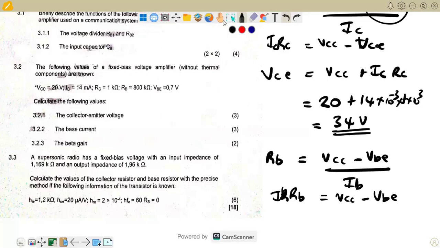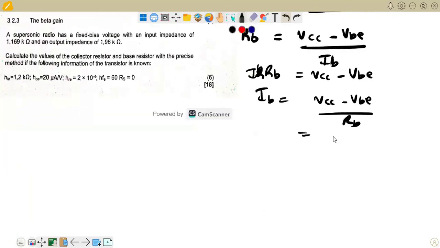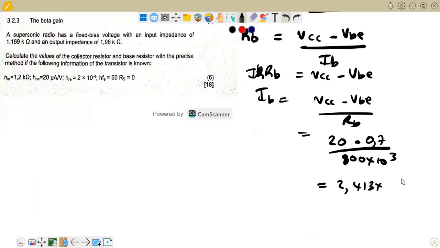So we can then make IB the subject. IB, therefore, is equal to VCC minus VBE over RB. Hence, we can safely substitute the other values that we do have. So we can say 20 minus 0.7, that's our VBE there, over RB, we have been given, that's 800 times 10 to the power of 3. And that will give us 2.4125 times 10 to the power of negative 5 amperes. That's roughly 24.125 microamperes, using the ENG button there. This is the value that we now end up having.